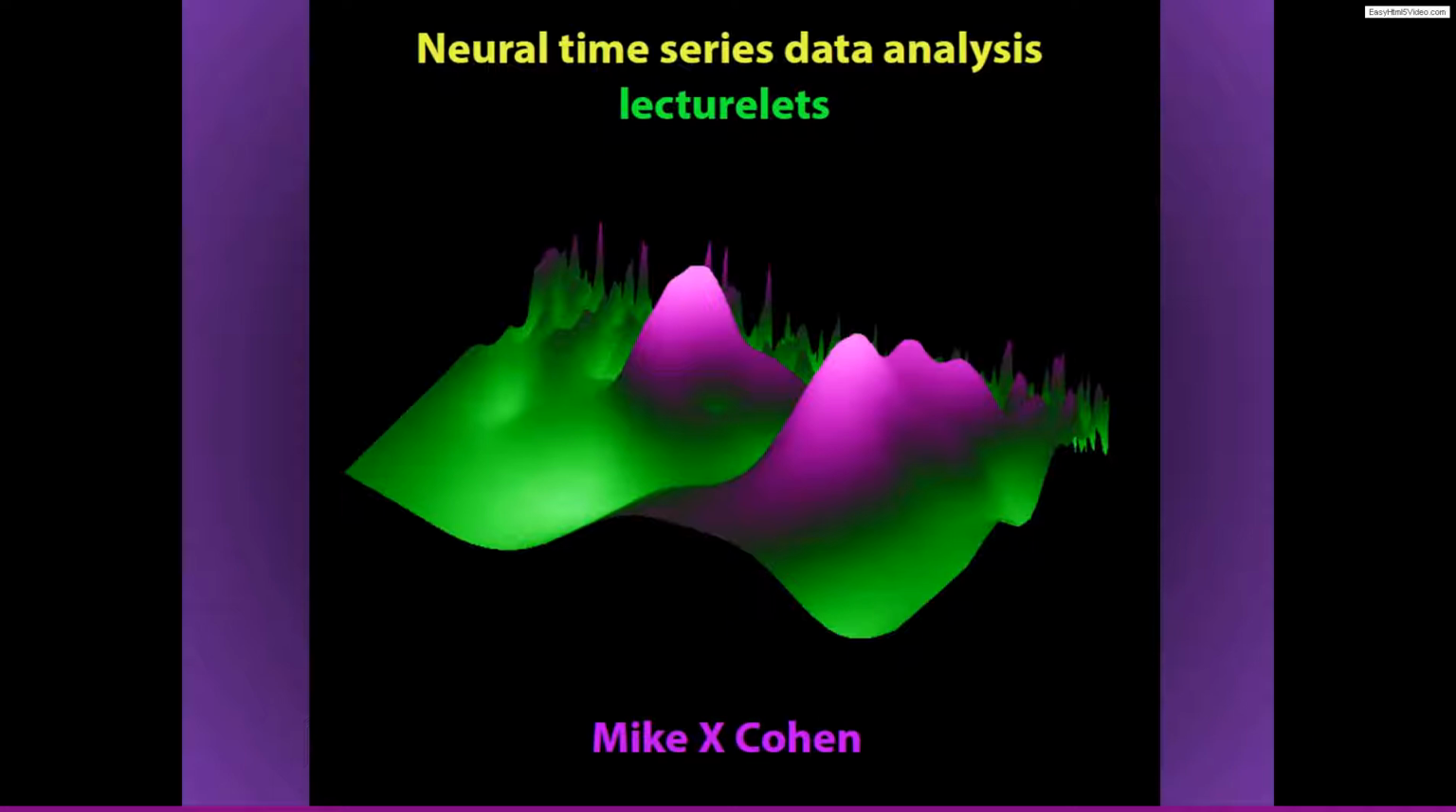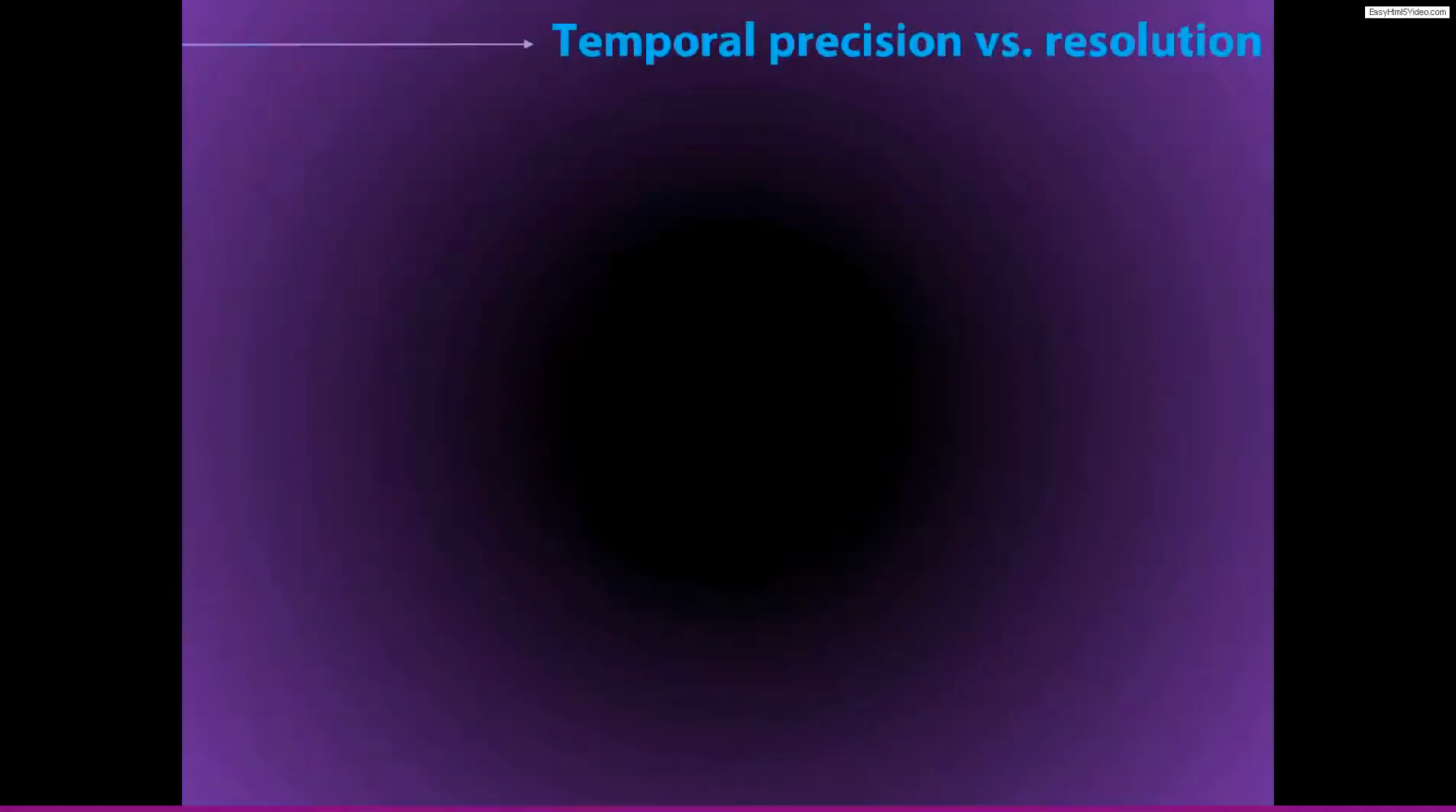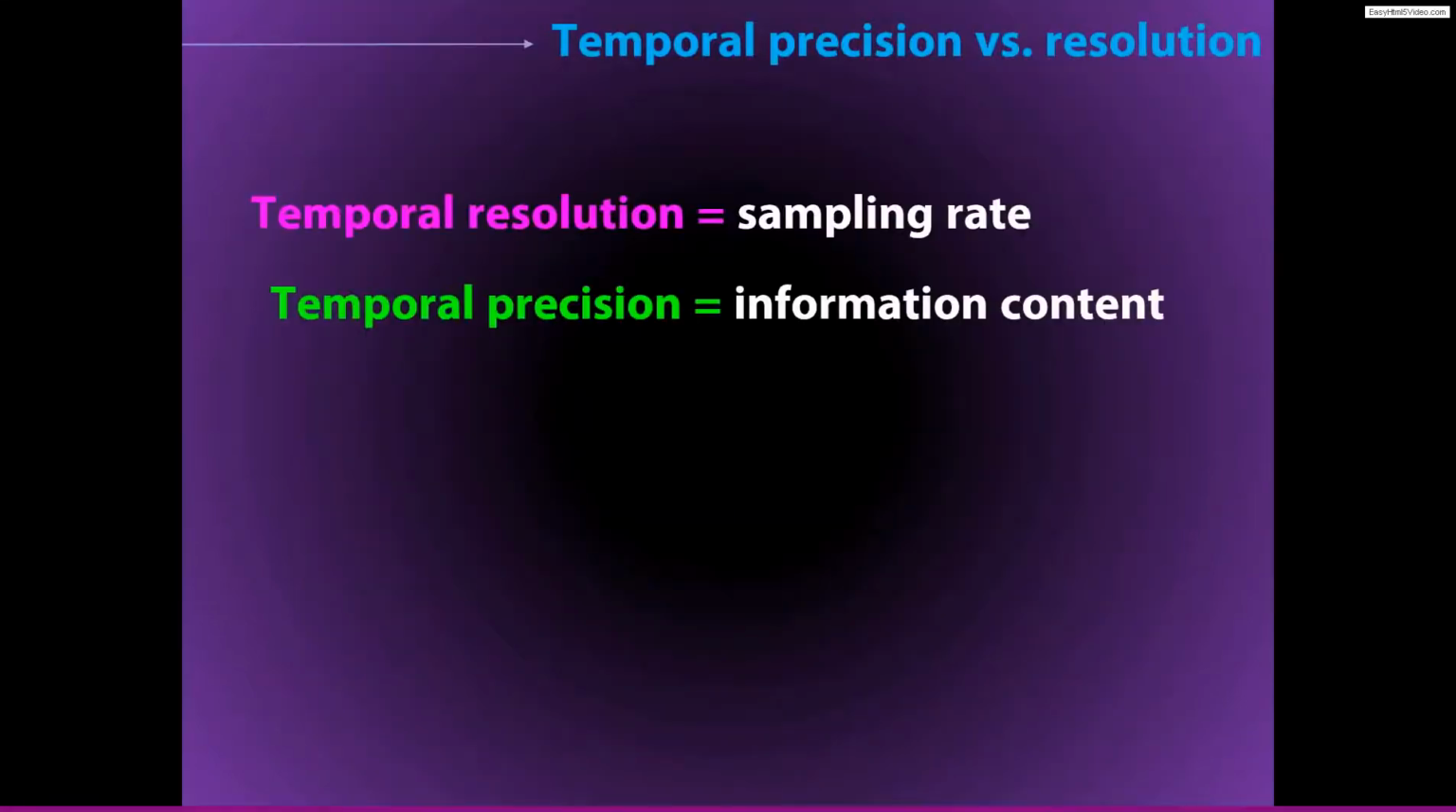So there's a distinction between temporal precision and temporal resolution. Temporal resolution is simply defined by the sampling rate of the data. So if you have your data recorded at kilohertz, then the temporal resolution is kilohertz, and you have measurements at each time point. Temporal precision, on the other hand, is related to the amount of information that is present in each time point. How much information do you get out of each time point relative to the previous and following time point?